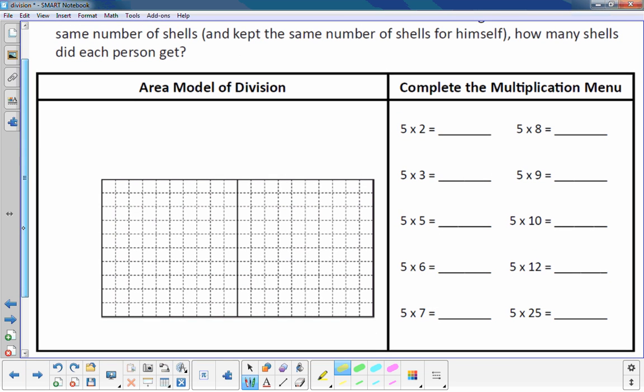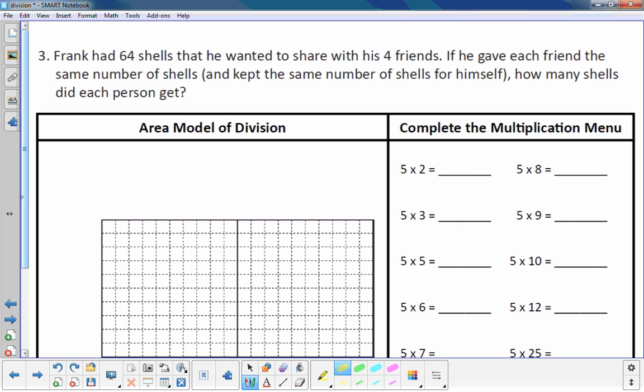All right, well, I noticed that Mr. Knowles has a multiplication menu for 5, but wait a minute, there's 4 friends. I think he made a mistake. Sometimes he makes mistakes. Yep, I see there's 4 friends. I wonder why he did that. We'll have to tell him.